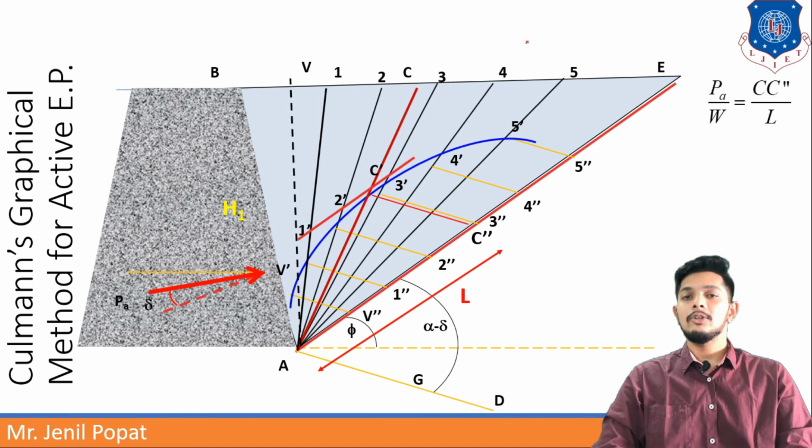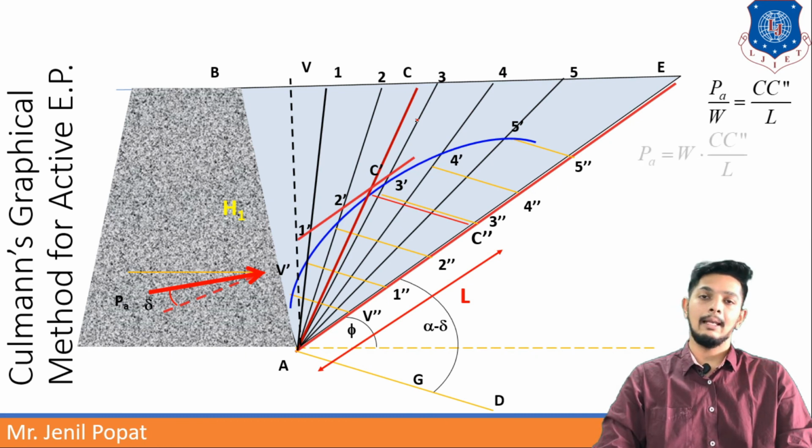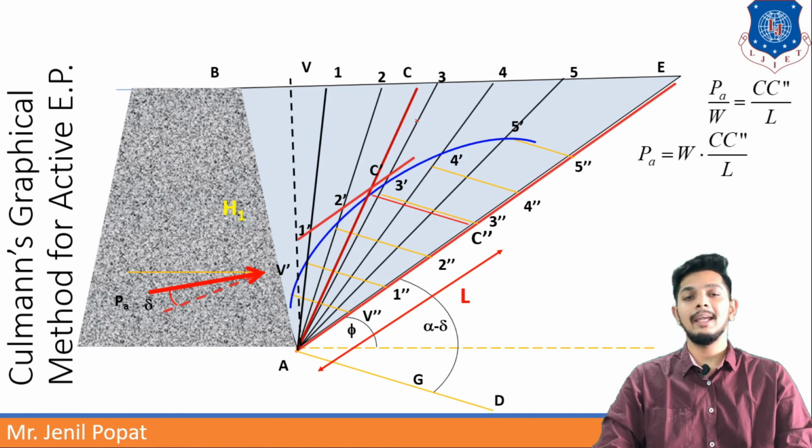Here from triangular geometry we can see PA by W. Here PA is shown. Here active earth pressure will be acting in this direction. W, weight of the retaining wall, will be in the vertical direction. Now PA by W is equal to CC double dash by L. Now C point is located here, C double dash. So it is again a different triangle. So from trigonometry we can say PA by W is equal to CC double dash by L. Making PA the subject, I will get PA is equal to W into CC double dash by L.